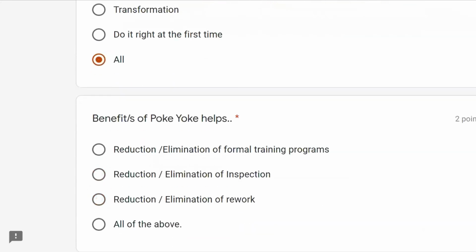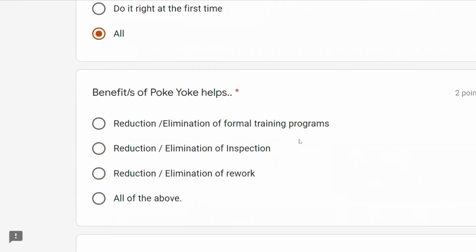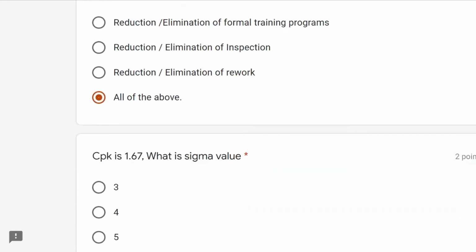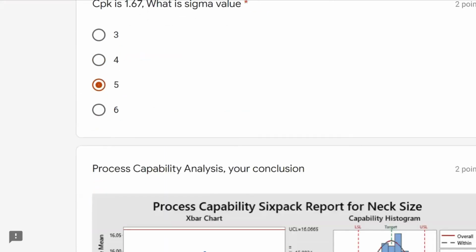The next one: the benefit of PDCA helps reduce or eliminate formal training programs, reduce or eliminate inspection, reduce or eliminate rework, or all of the above. So the answer is all of the above. Let's go to the next one. 1.67 sigma refers to 5. If the CPK equals 1.67, it refers to 1.5 sigma as such.